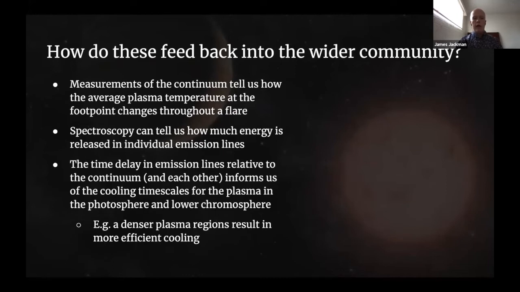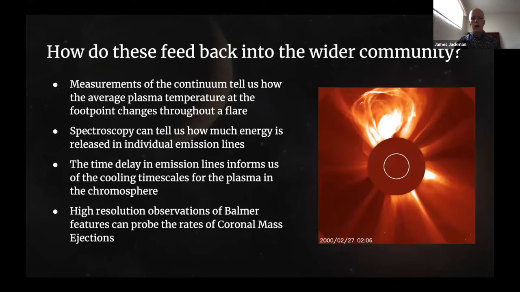And again, the time delay of emission lines relative to the continuum, and also to each other, informs us of the cooling timescales of plasma in the photosphere and lower chromosphere. Denser plasma regions are thought to result in more efficient cooling. And coronal mass ejections, don't forget about those.